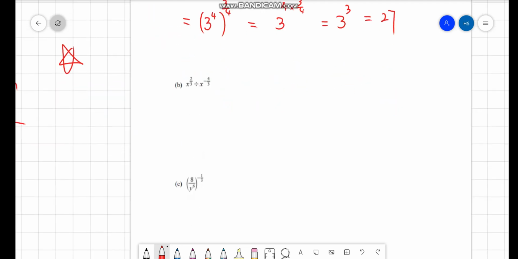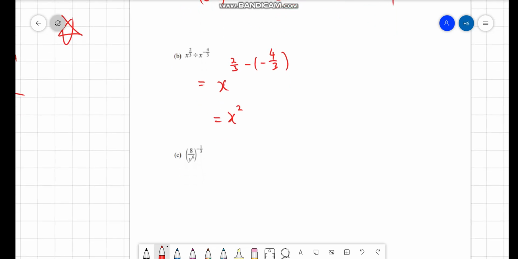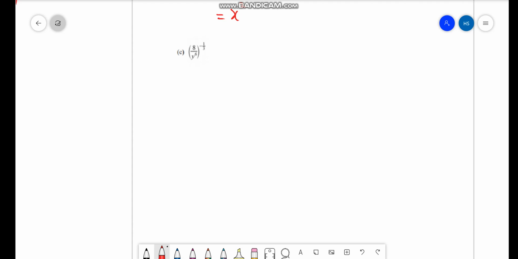Then the next one, x to the power of something divided by x to the power of something. Same thing, see the base numbers, they are both x. So we follow the rule for indices. You have 2 over 3, divide, so the power becomes minus. Simplify this and you should get x power 2. Easy peasy.